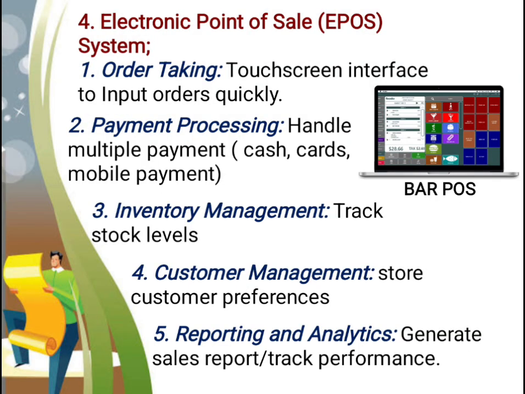And we also have this electronic point of sale or EPOS system. The first one is order taking. It is a touchscreen interface to input orders quickly. The second one is payment processing. It is to handle multiple payments like cash, cards, or mobile payment. Third one is inventory management to track stock levels. Fourth one is customer management. It is to store customer preferences. The fifth is reporting and analytics. It generates sales reports and tracks performance.